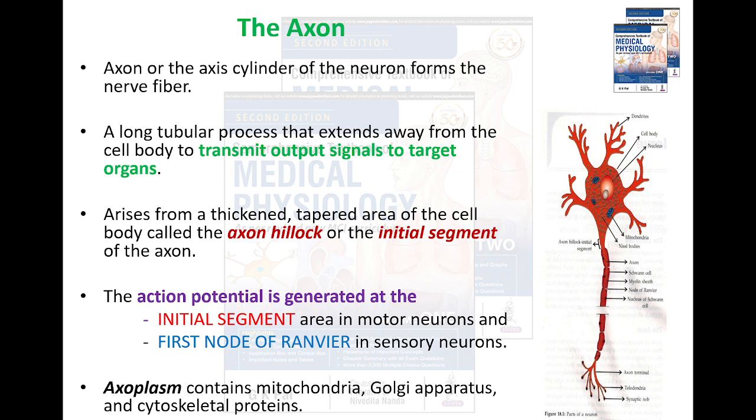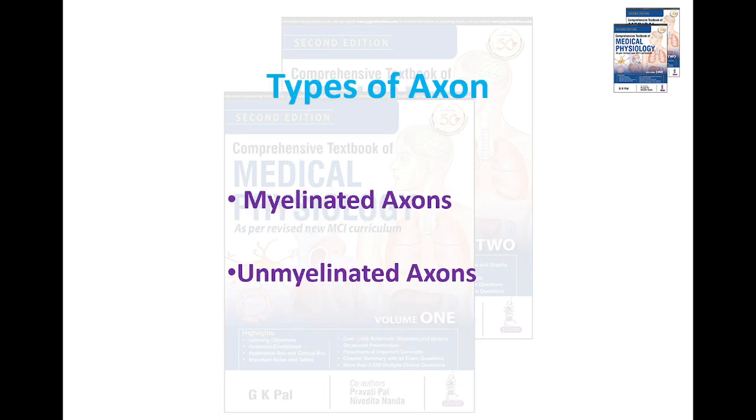The axon is an elongated tubular process that extends away from the cell body and transmits output signals to target organs. It has an axon hillock and initial segment, and the first node of Ranvier in sensory neurons. The axon contains mitochondria, Golgi apparatus, and cytoskeleton filaments. The axolemma is the plasma membrane of the axon. We have two types of axons depending upon myelination: myelinated axons and unmyelinated axons.